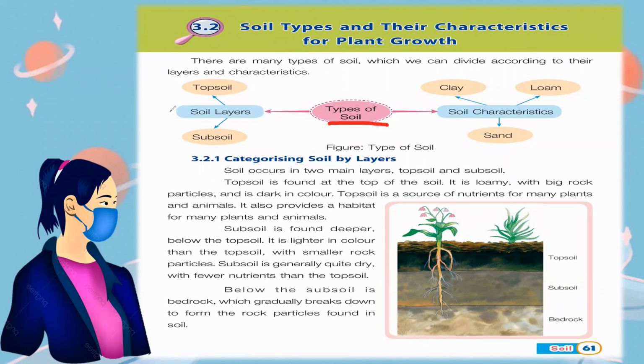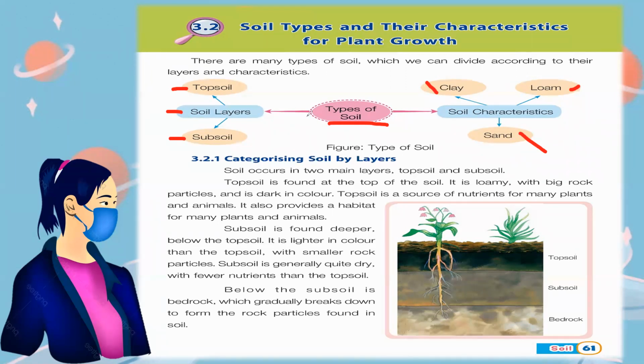First of all, the soil layer. For the soil layer, we have topsoil and subsoil. Then for soil characteristics, we have clay, loam, and sand. So these are the soil characteristics: clay, loam, and sand. And for the soil layer we have topsoil and subsoil. Okay, students.